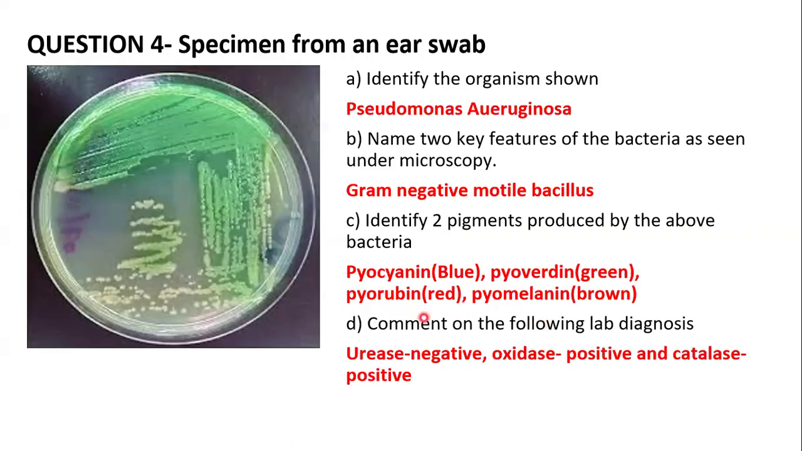So here they are. It's a gram-negative motile bacillus. Pyocyanin is the blue one. Pyoverdine is green. Pyorubin is red. Pyomelanin is brown. It is urease negative, oxidase positive, catalase positive.